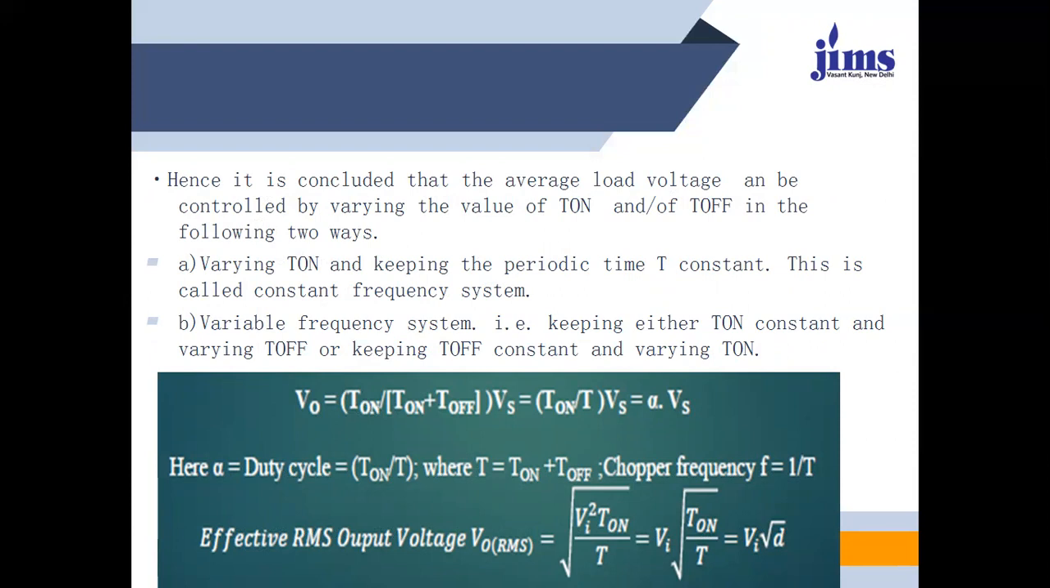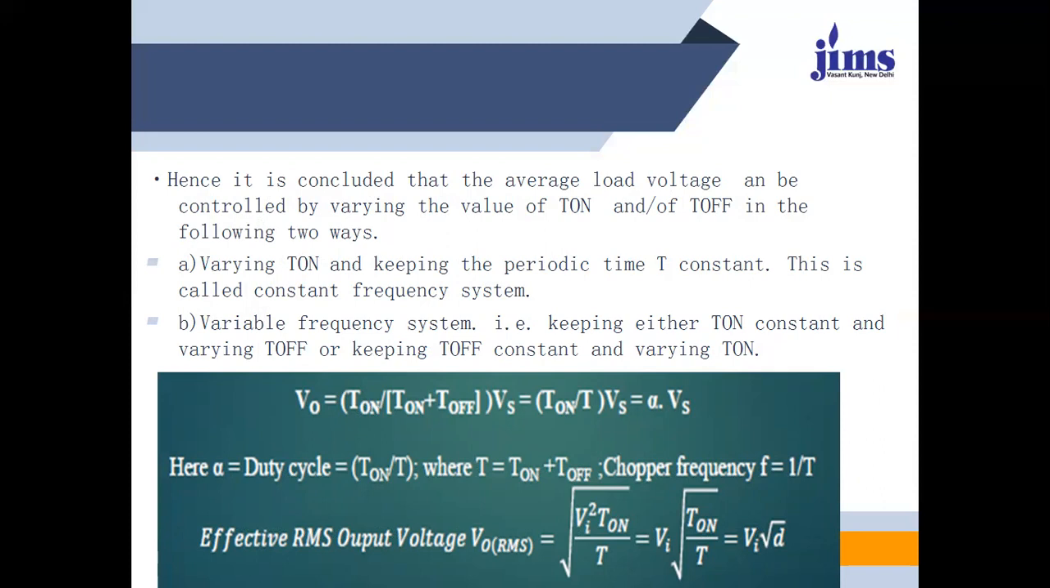First, varying T on and keeping the periodic time T constant. This is called the constant frequency system. Second, the variable frequency system, that is keeping either T on constant and varying T off, or keeping T off constant and varying T on. According to the equation, V output equals T on upon T on plus T off times Vs, or T on upon total T times Vs, or alpha times Vs, where alpha equals T on upon T and is the duty cycle, where T equals T on plus T off. The chopper frequency is f equals 1 upon T.